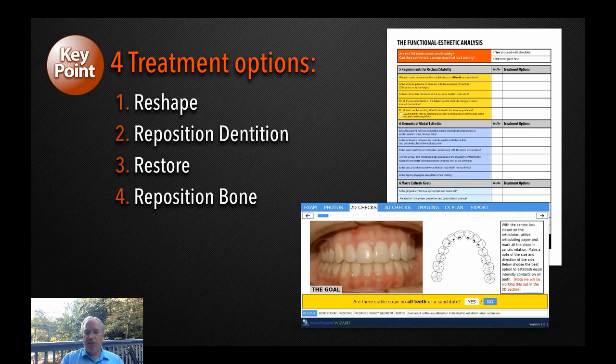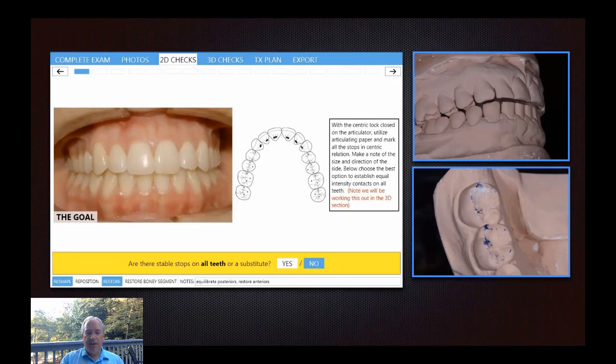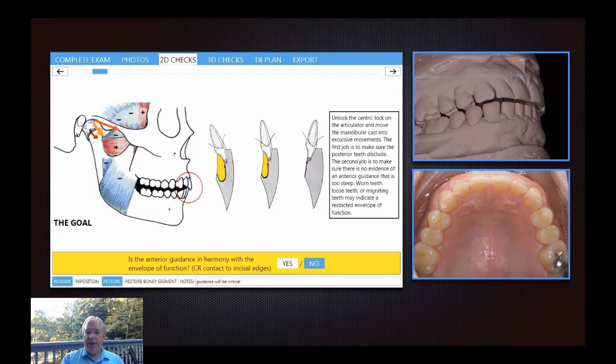And of course, the first thing we're going to look at is the 5 requirements of occlusal stability. On mounted models on an articulator, we're going to ask, are there stable stops on all teeth or a substitute? And the answer to this question is no. You look at that top right picture, it appears he has an open bite. He's only hitting on the back molars, and then he sort of slides into his MI. So he has the ability to rub on back teeth.